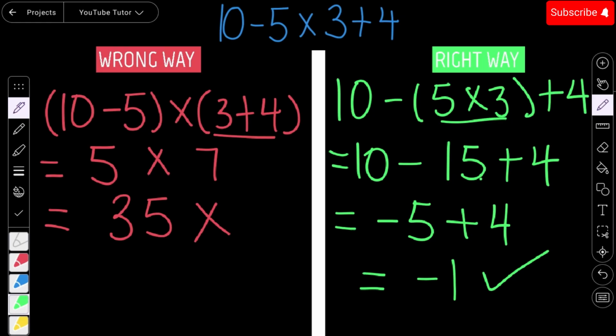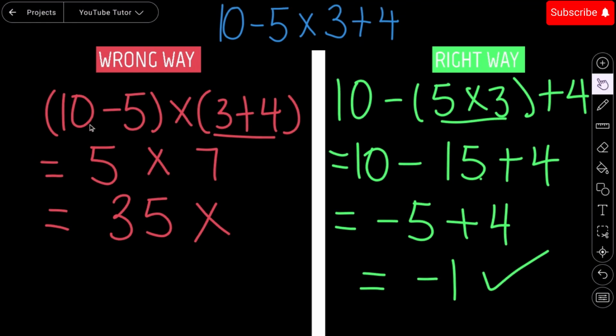The reason being that for this one, let me use the cursor. For this first question, the wrong way, you did addition and subtraction before the multiplication, because this is addition, this is subtraction. We did it, 5, 7, before we multiplied. That's why we had it wrong. But following the right order, you have to do multiplication, addition, and subtraction.